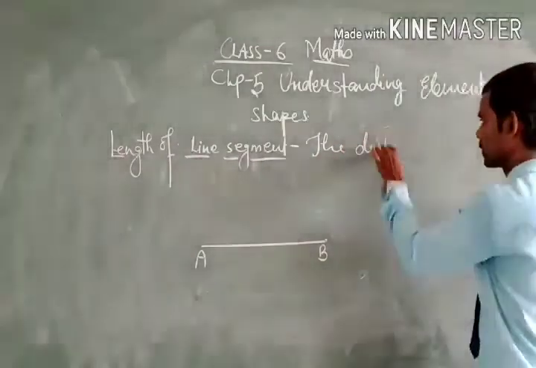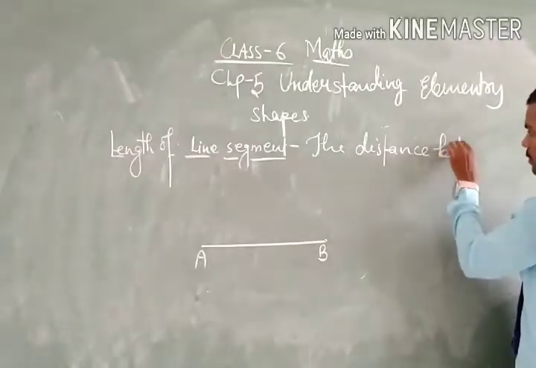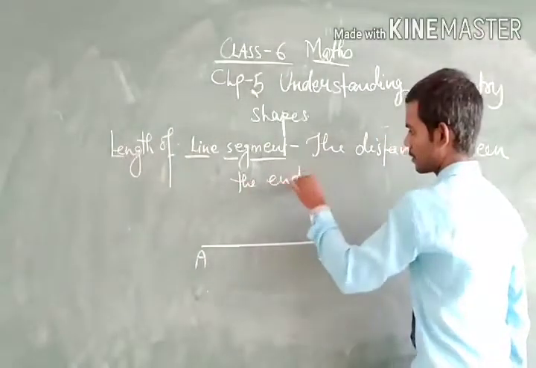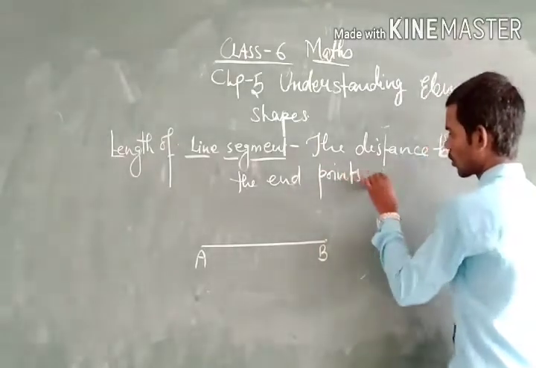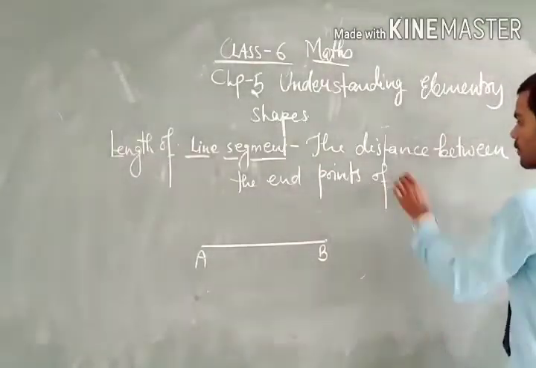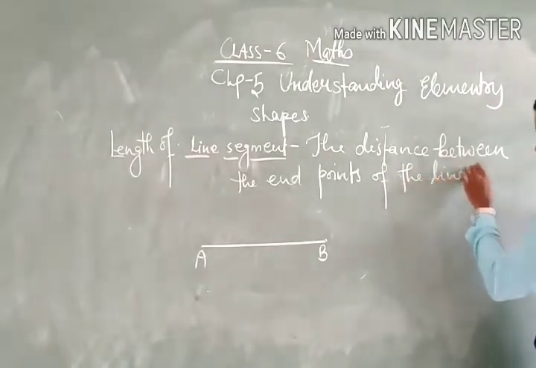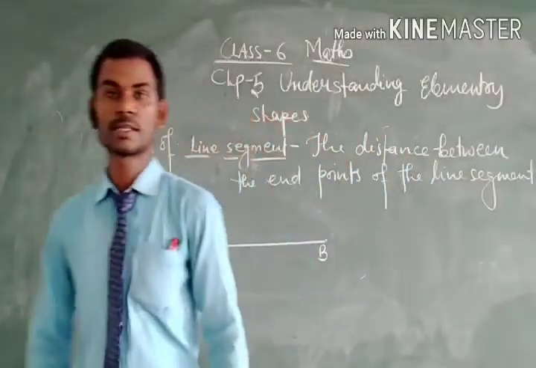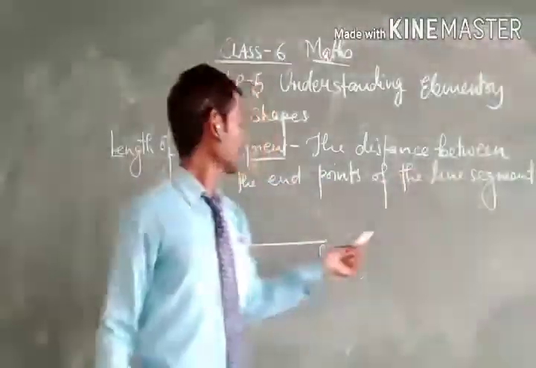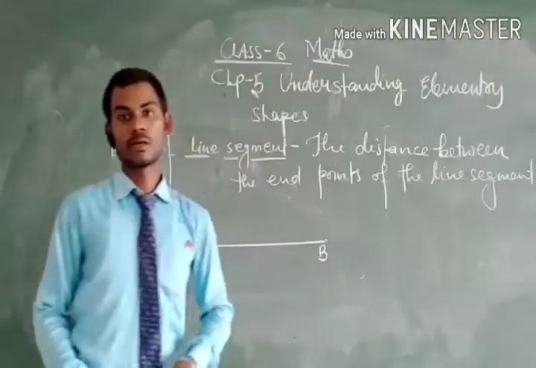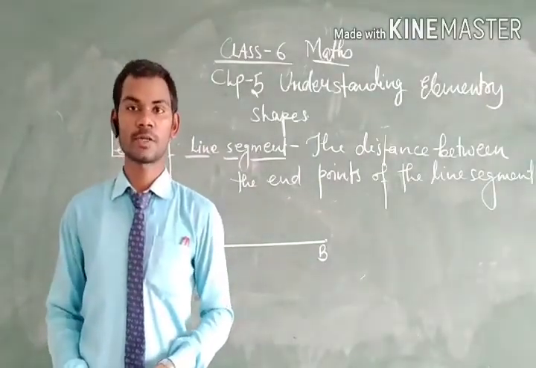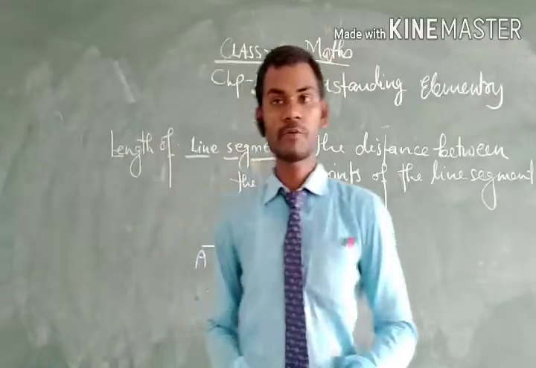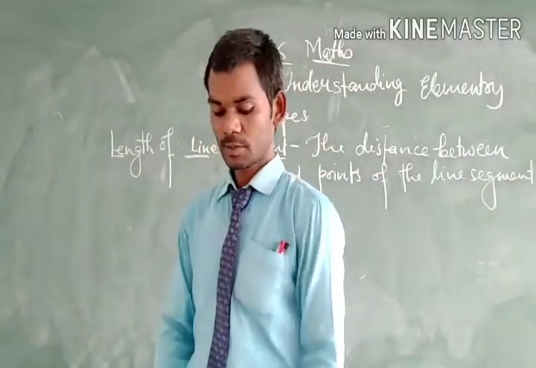So we say that the distance between the end points of the line segment is known as the length of the line segment. Okay, this is the definition of the length of the line segment. The distance between the end points of the line segment is known as the length of the line segment. I hope the definition of the length of the line segment is clear.